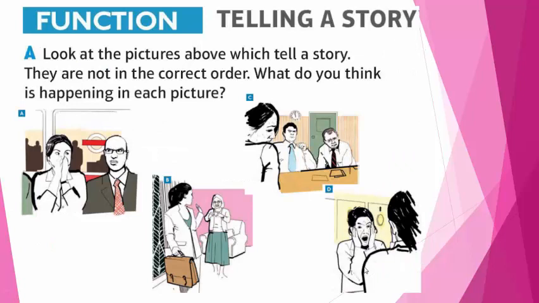So next activity is functioning, telling a story. Look at the pictures above which tell a story. They are not in the correct order. What do you think is happening in each picture?